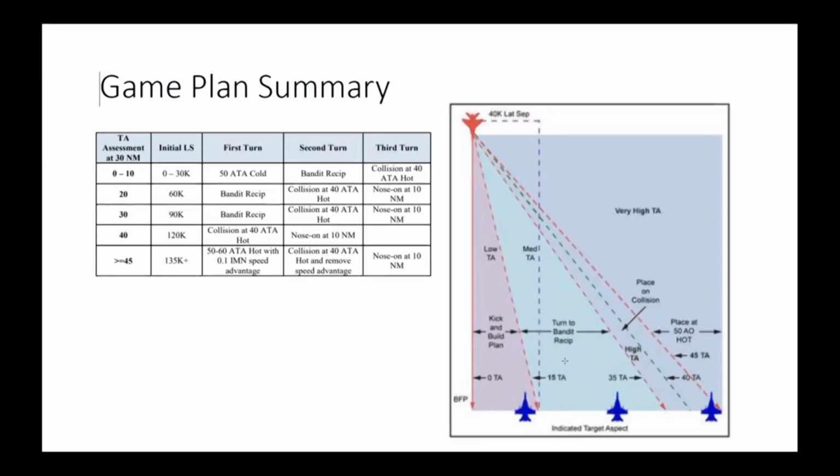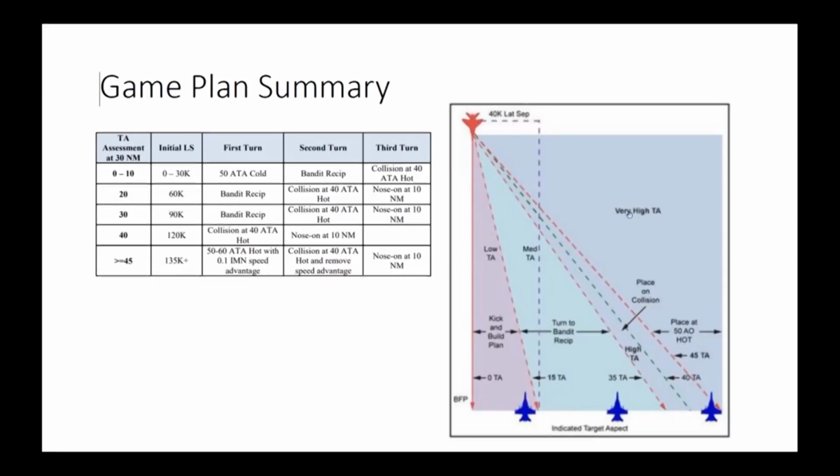The medium target aspect game plan, we've already got 40,000 feet of lateral separation, so we simply assume the bandit's reciprocal heading, drive forward until we reach our 40 degrees of target aspect, and then ride down that 40 degrees of angle off to the 10 nautical mile point. Our high target aspect game plan, we're already in that sweet spot there. We simply turn to 40 degrees angle off and ride down to that 10 nautical mile point.